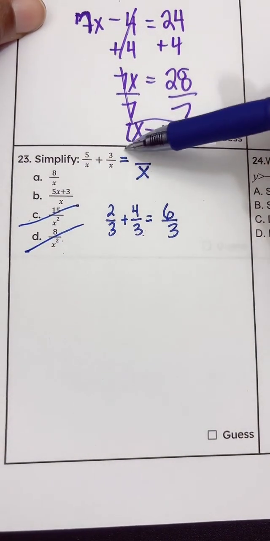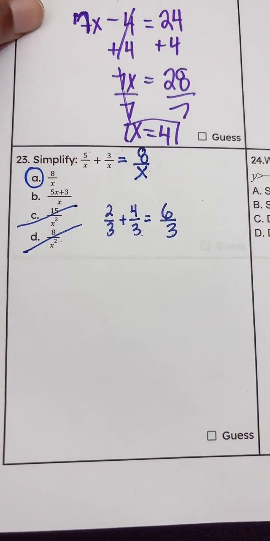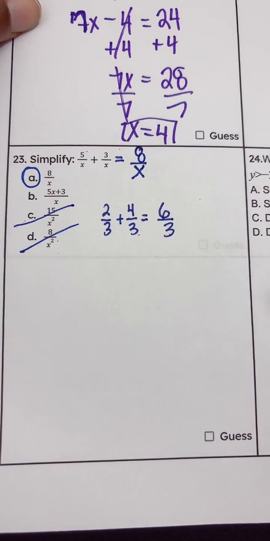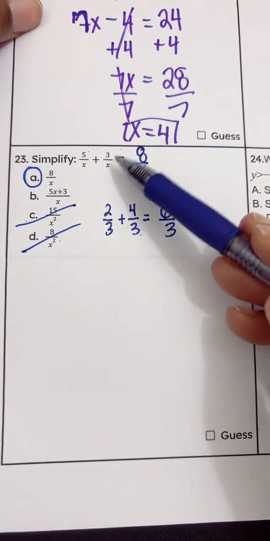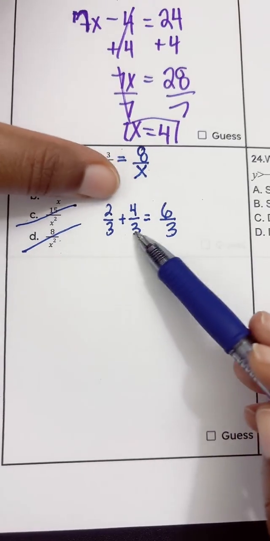Now, remember, we just add our tops. 5 plus 3 is 8. And yes, A is our answer. Good. So sometimes when it's looking crazy to your brain, just go back and give yourself a straight little example. You know what I mean?